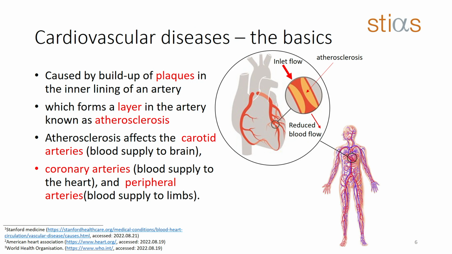So mostly this one affects the carotid arteries, which are the blood supply to the brain, or the blood supply to the heart, the coronary arteries, and also the peripheral arteries, which supply blood to the limbs. So in essence, or in simple terms, blood vessels always get blocked when fats and other substances build up inside them, affecting the flow to the vital organs of the body. And this is the basis of cardiovascular diseases.